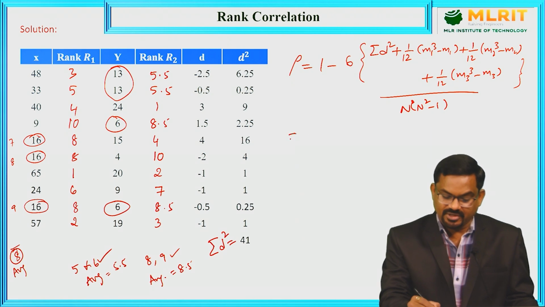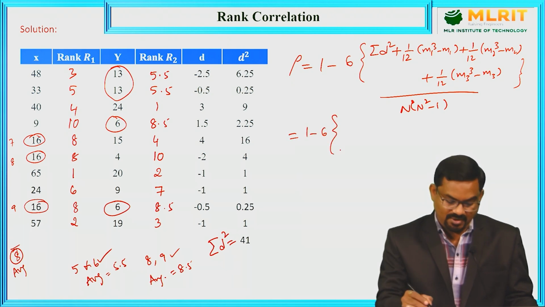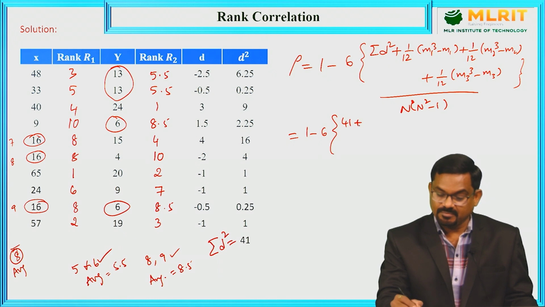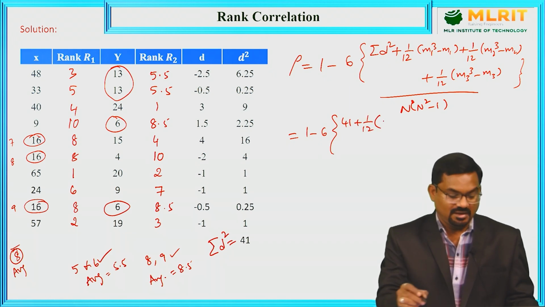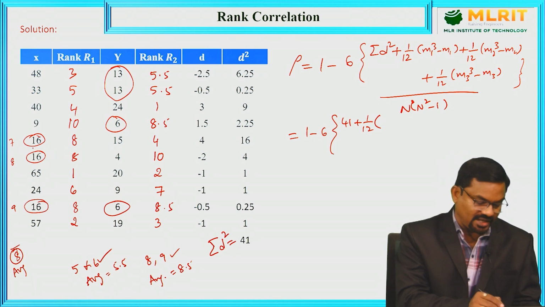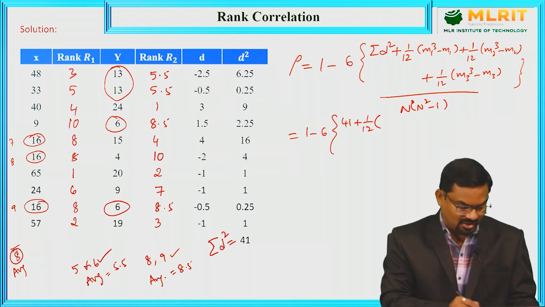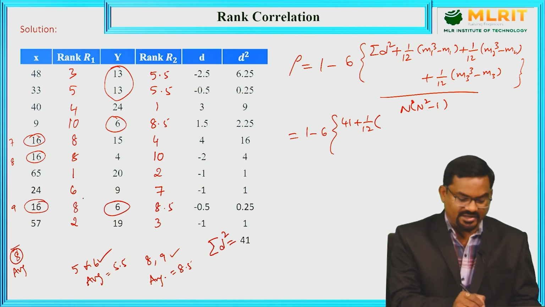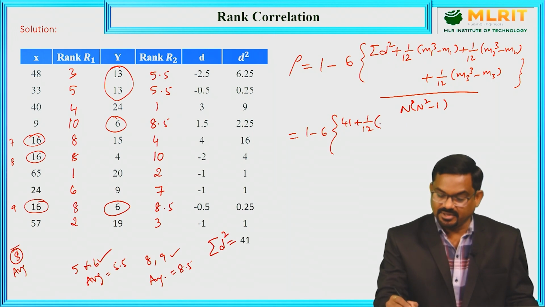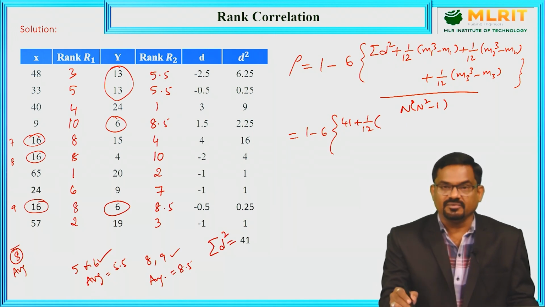And substituting all these values: 1 minus 6 into sigma d square, which is 41, plus 1 by 12 into m1 cube minus m1. Here m1 is 3. This particular value 16 is repeated 3 times. So the common rank given is 8. So 3 times it is repeated. Don't use the rank which is repeated.